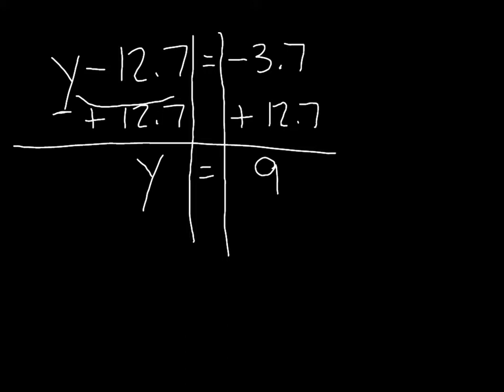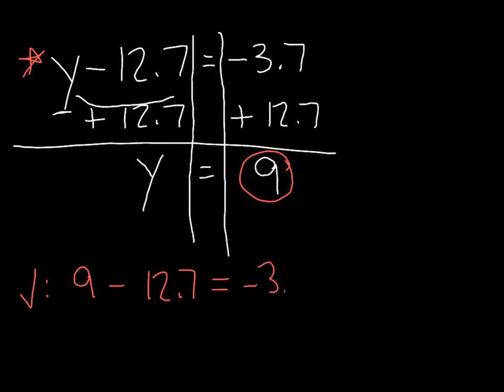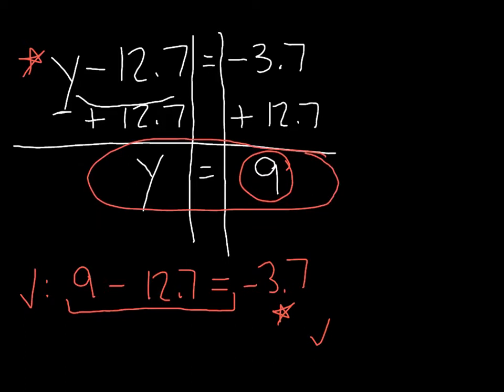Now what we have to do is check it down below. And I'm going to rewrite my original equation up here, but instead of y, I'm going to replace it with our 9 that we think is equal to y. So 9 minus 12.7 should be equal to negative 3.7, if we did this right. I type this first part up to the equal sign into my calculator and I see if it equals negative 3.7. 9 minus 12.7 equals, and I get negative 3.7. This equation checks out, so we can circle our final answer, y equals 9.